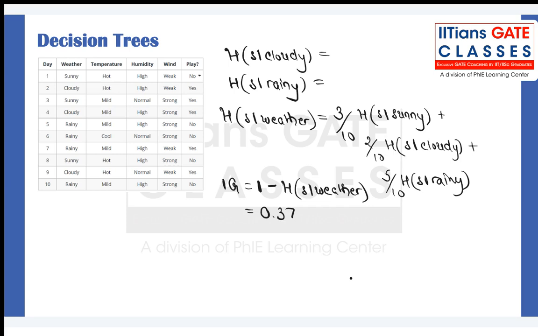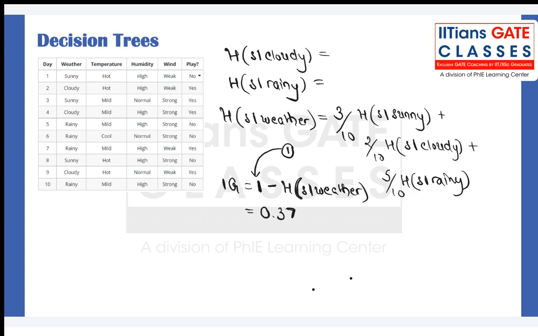So let's say you get the value 0.37, which means if I consider the parent entropy, which is 1, the uncertainty is 1, and if I consider the new entropy, given the weather, then I get an information gain of 0.37.